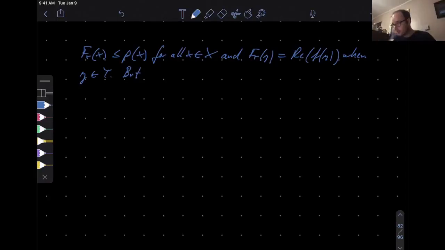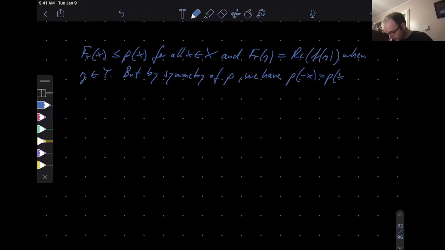However, now we use the symmetry, the rotation invariance of p. By symmetry of p, we have in particular that p of minus x is equal to p of x. Remember, the symmetry means that p of lambda x, for any lambda on the boundary of the complex unit disk, is equal to p of x. So just take lambda equals minus 1. You get this. And now, since this inequality up here is valid for all x, you're going to use it for x replaced by minus x. But then the right hand side, by symmetry of p, is the same as p of x, since p of minus x is equal to p of x. But on the left hand side, you have this minus x, but f_r is a linear functional, so you can pull out the minus.